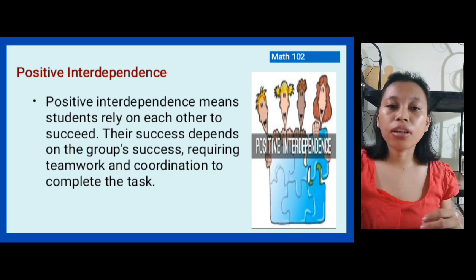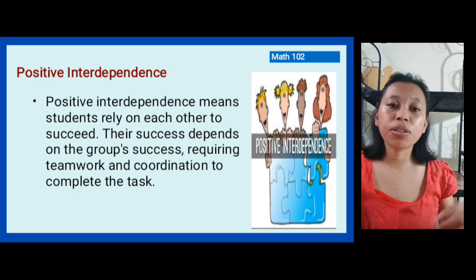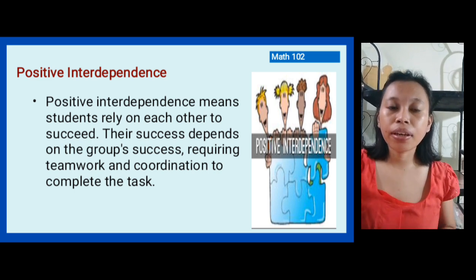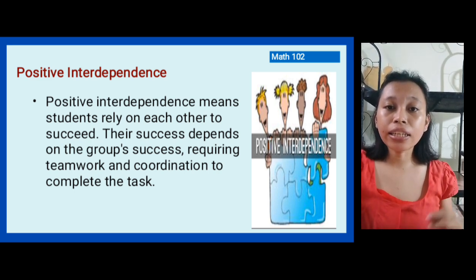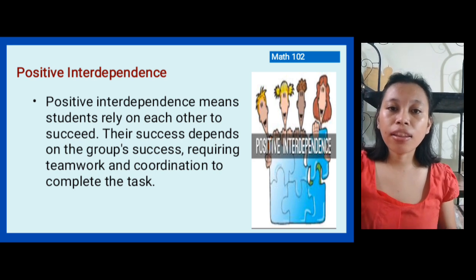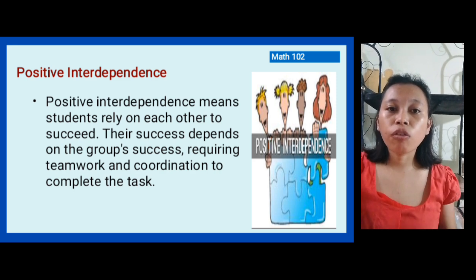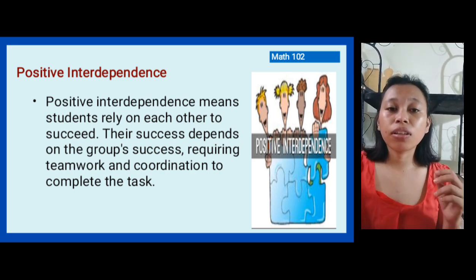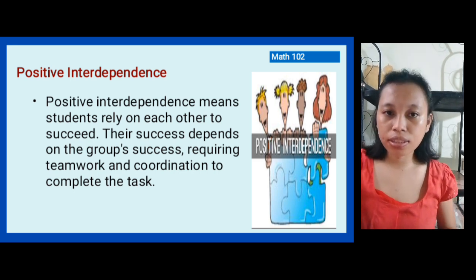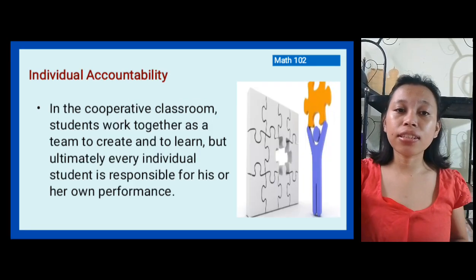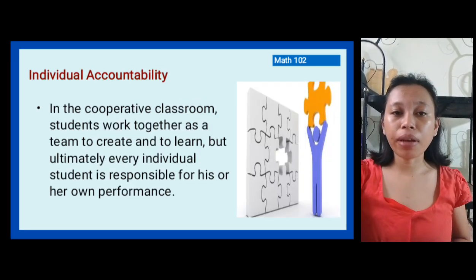Example, in a jigsaw activity, each group member is assigned a specific part of a larger topic, and they must learn their assigned section and then teach it to the rest of the group, making everyone dependent on each other for a complete understanding. That's positive interdependence. Next is individual accountability.